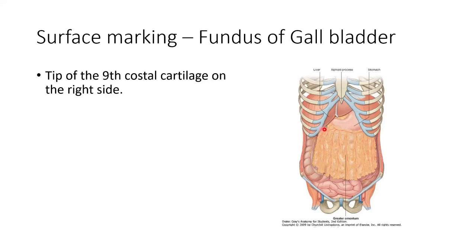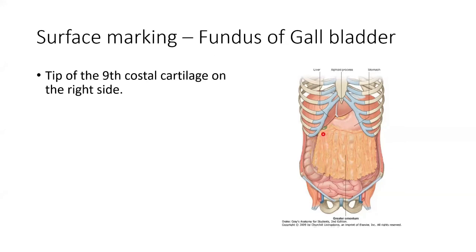So when there is inflammation of the gallbladder, a disease causing conditions like infection, and if you press on this area at the tip of the 9th costal cartilage, there will be sudden pain. There will be tenderness, that is pain on palpation, right?